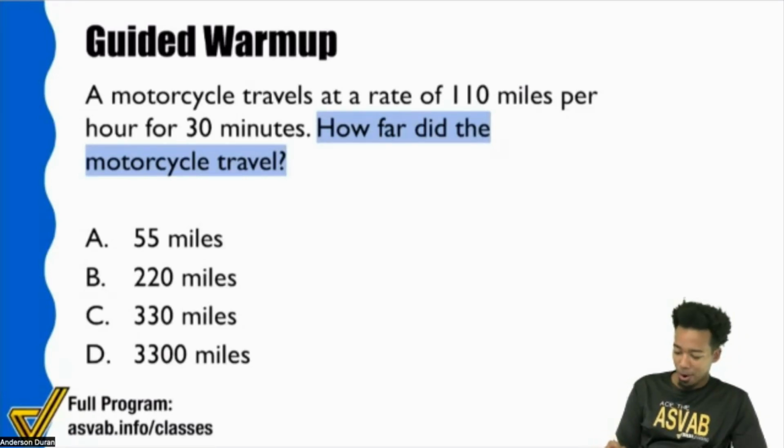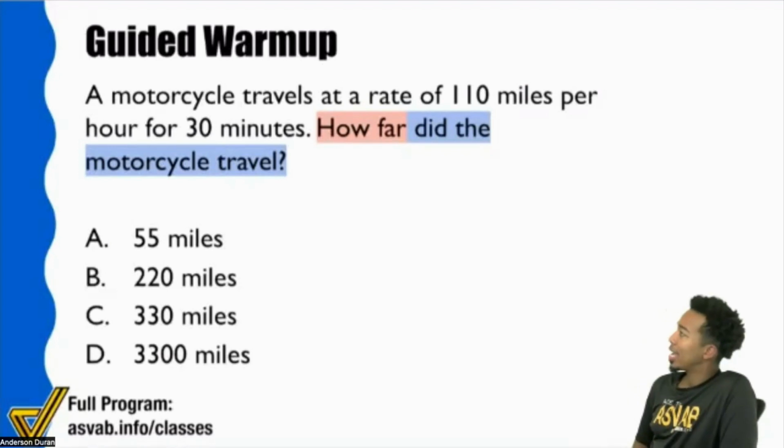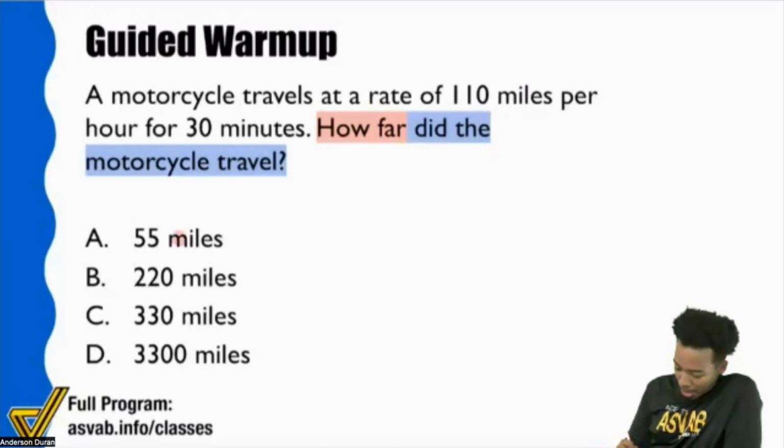Right, that how far gives it away. Let me use a different highlighter here. How far did the motorcycle travel? And then I see the chat box here saying the answer choices. The answers say miles. Miles, miles, miles.